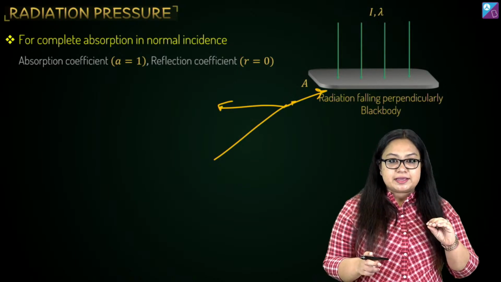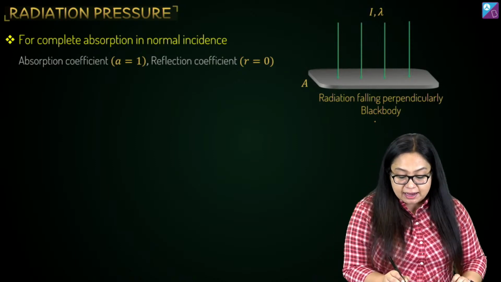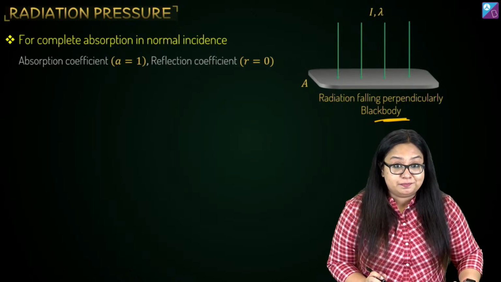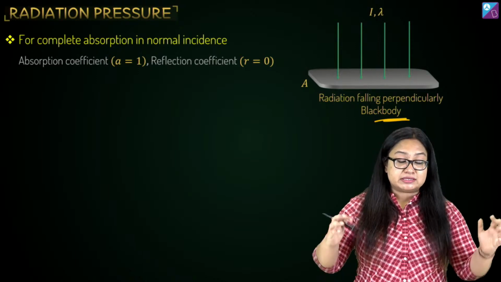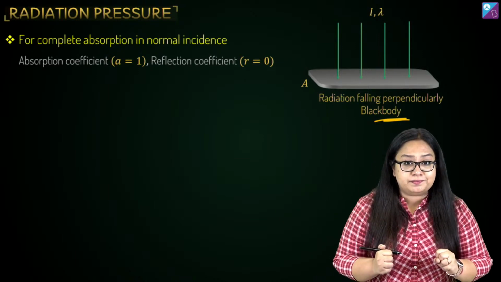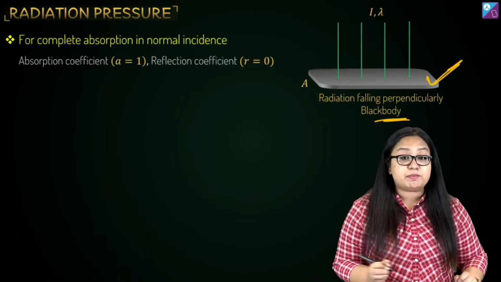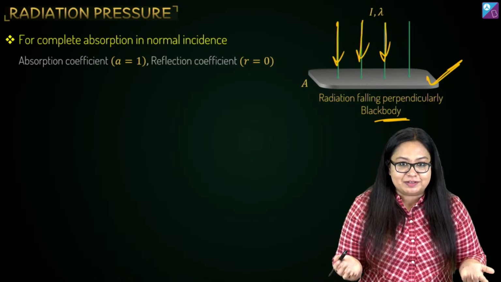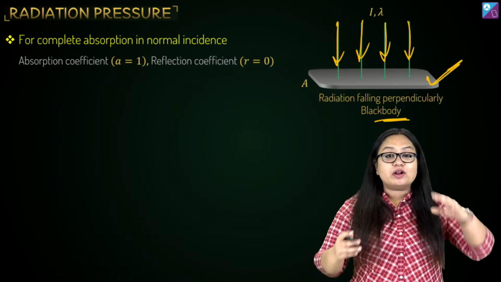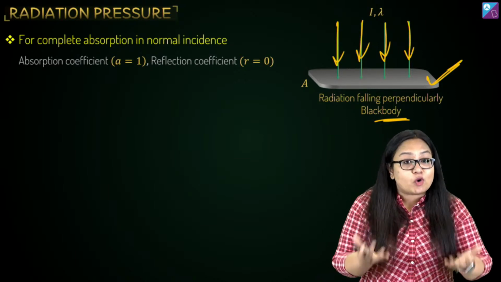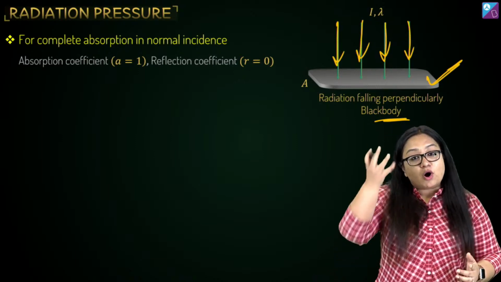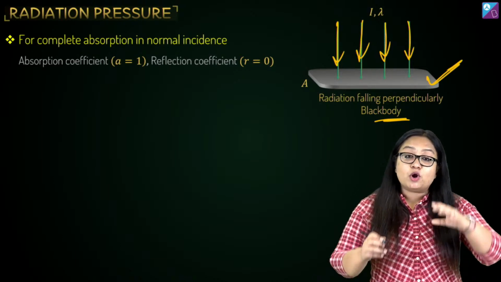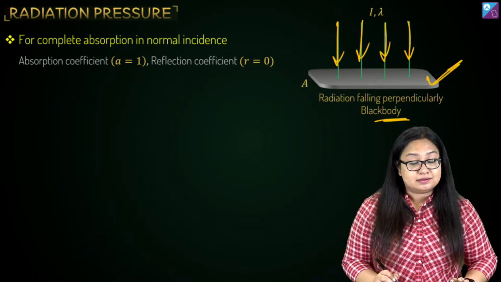Now, if I say radiation is falling on a black body, here is where your already learned fundamentals of thermodynamics come into the picture. So you know what a black body is. A black body is a body that absorbs all the radiation that falls on it. So here as well, if this surface is a black body and radiation falls on it, and light is nothing but electromagnetic waves, then all of this radiation will be absorbed. These radiations are photons basically. All of these photons are being absorbed, coming with a certain momentum, and all of that momentum is being absorbed. Because of that, there is force and pressure.